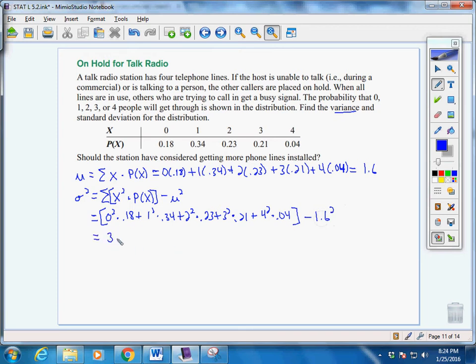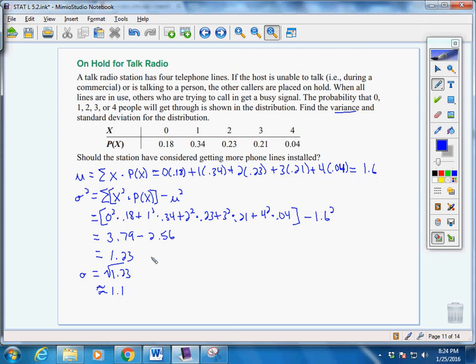However, it works out to be like 3.79 minus 1.6 squared, which is 2.56, and we get a variance of 1.23. If we were to find the standard deviation, we take the square root of that, and that works out to be about 1.1.